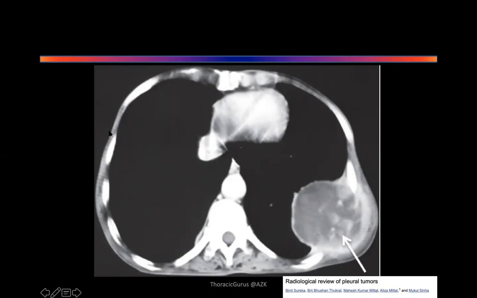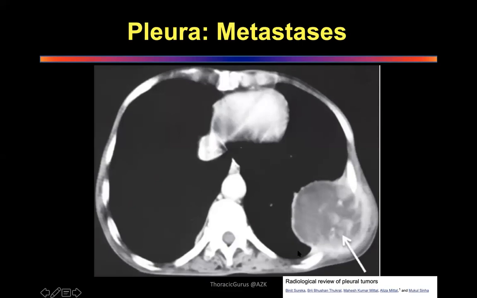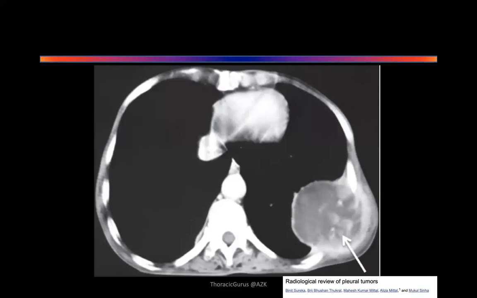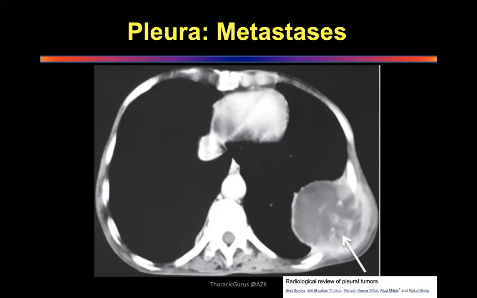Can it be a mesothelioma invading into the chest wall? Possible. What else can it be? Metastatic nodule, sir. Thank you. I was trying to make a point that don't talk about local pathologies. It could be a metastasis from anywhere.